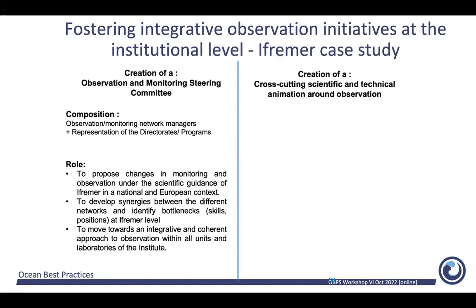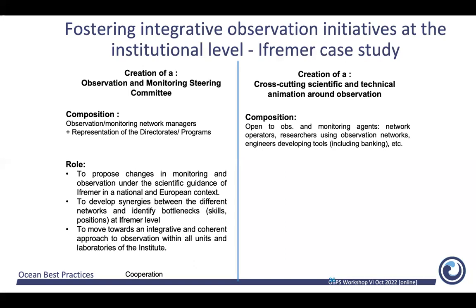And the role of this entity would be to propose changes in monitoring and observation under the scientific guidance of IFREMER in a national and European context, to develop synergies between different networks and identify bottlenecks, skills, positions at IFREMER level, and to move toward an interactive and coherent approach to observation with all the units and laboratories of the Institute. This is cooperation.